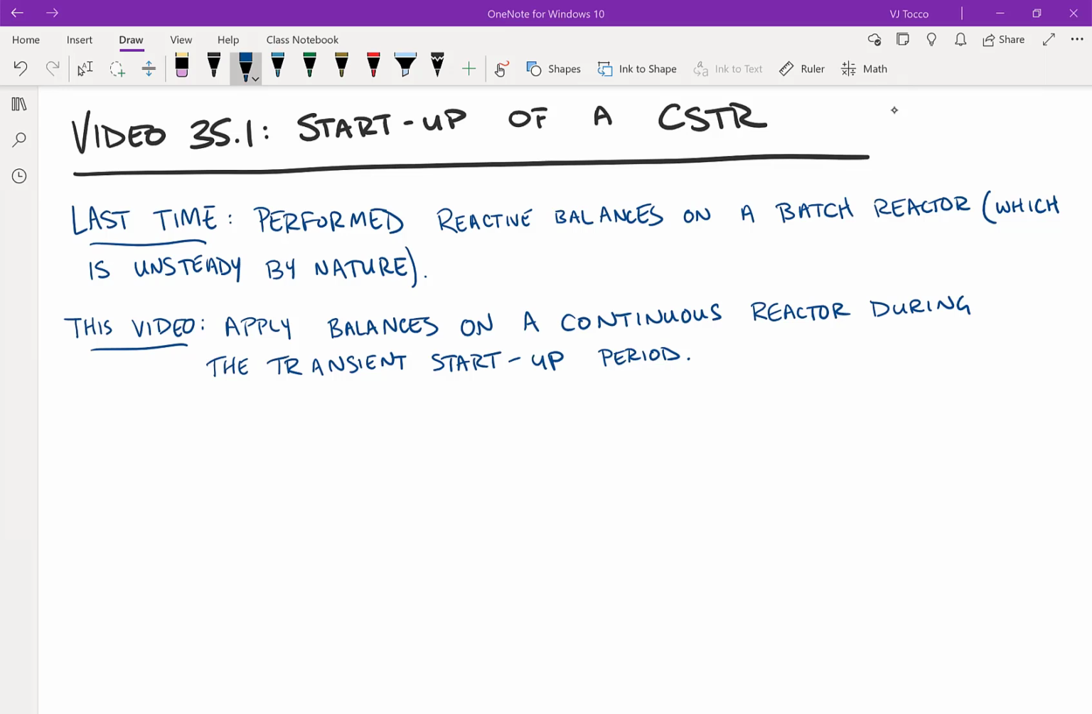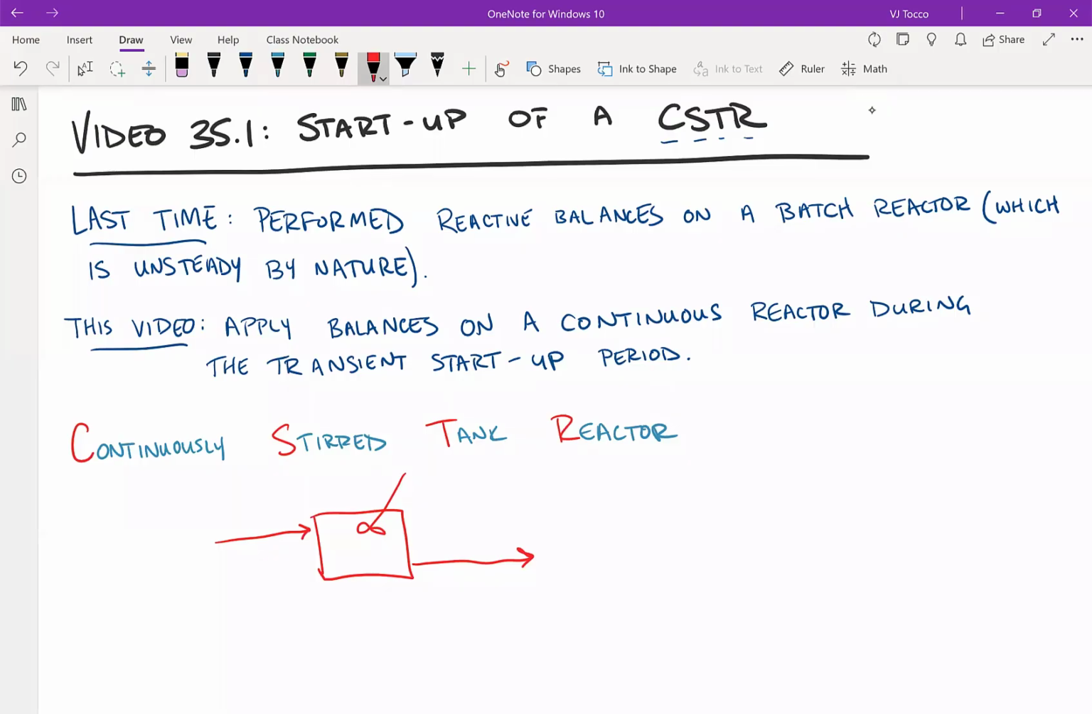But instead of at steady state operation, which is what we've been analyzing for the entire semester, I'll show you how to analyze and apply these balances during the transient startup period of this continuous reactor. So the piece of equipment here is called a CSTR, an acronym that stands for Continuously Stirred Tank Reactor. The CSTR is a main piece of chemical engineering reaction equipment. It's one of several different types of reactors that, again, you will study in your future kinetics course.